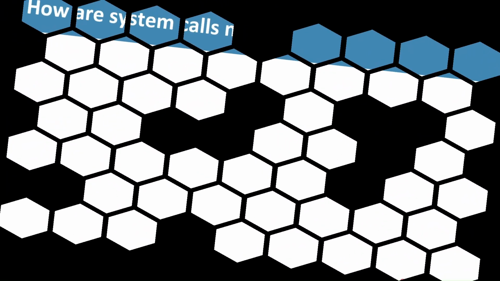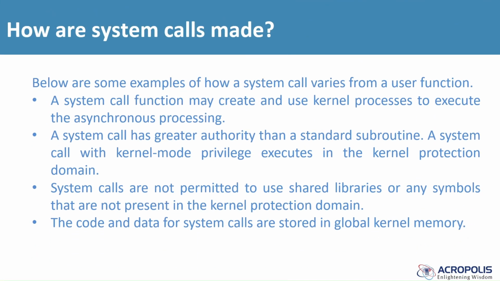Now we can elaborate this topic in points with the help of an example. Below are some examples of how the system call varies from the user systems. First point, system call functions may create and use kernel processes to execute asynchronous processes. Second point, a system call has greater authority than a standard subroutine. A system call executes in kernel mode with privileges, in the kernel protection domain.